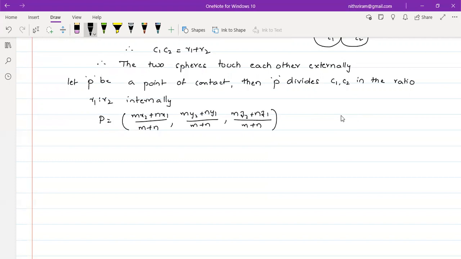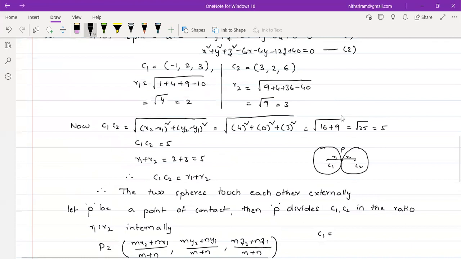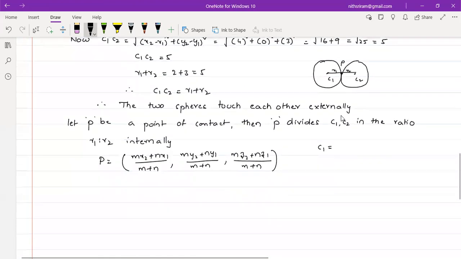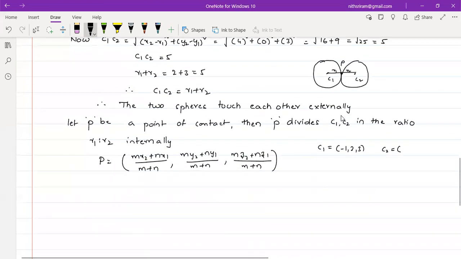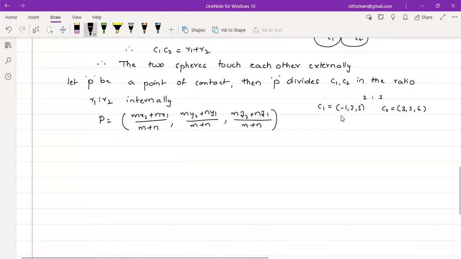Okay. So here I'm writing once again the center 1. C1 is equal to minus 1, 2, 3, and C2 is nothing but 3, 2, 6. And m is to n, so the ratio: what is R1? R1 is 2 and R2 is 3. If you write it in this way, then it is easy for us to substitute the values in the formula.